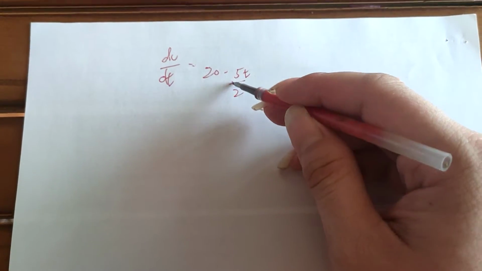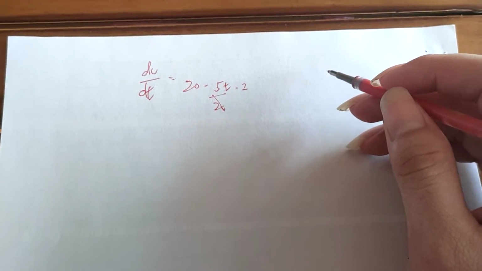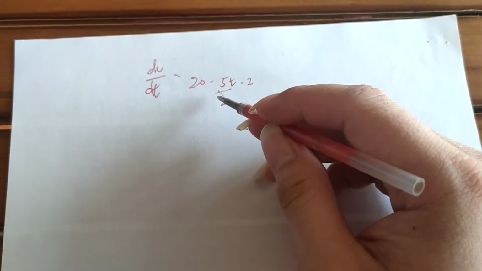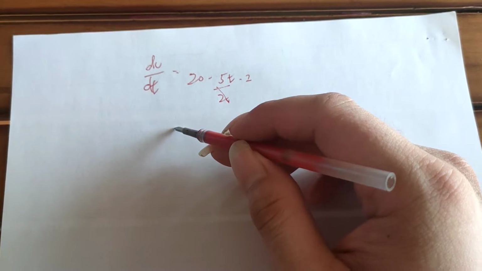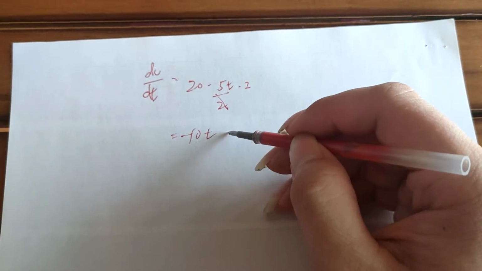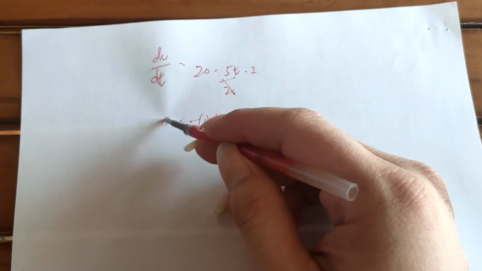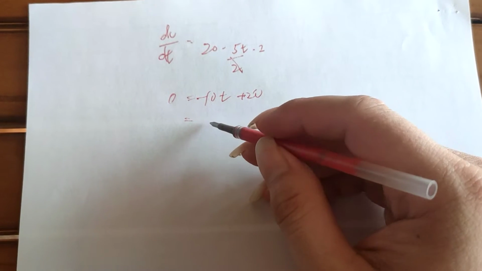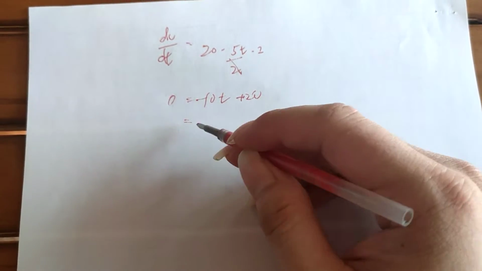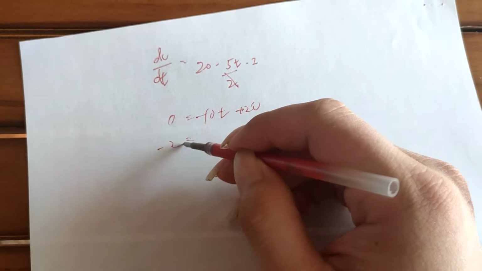It's not divided by 2, it's times 2. And so it's 10t plus 20. This equals 0, which will be -2.